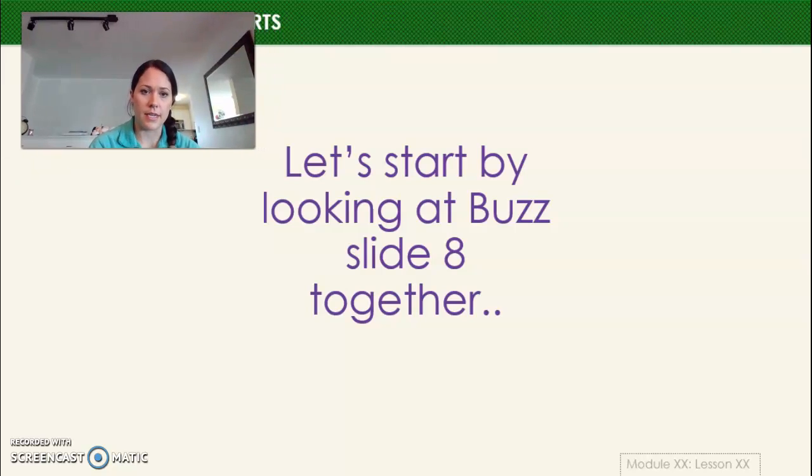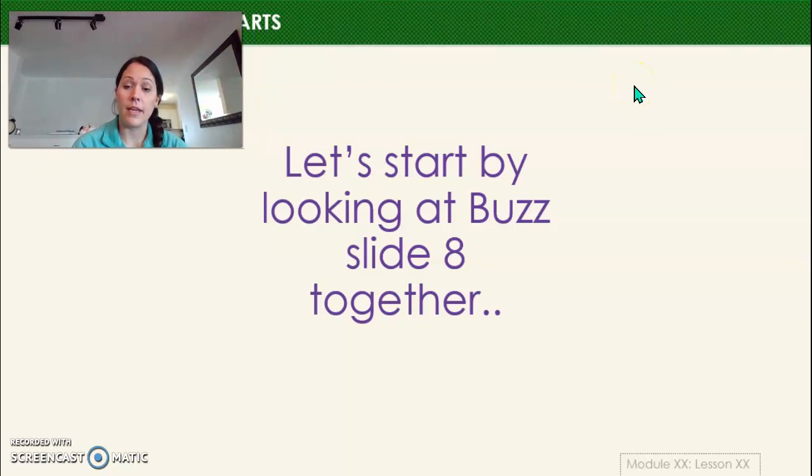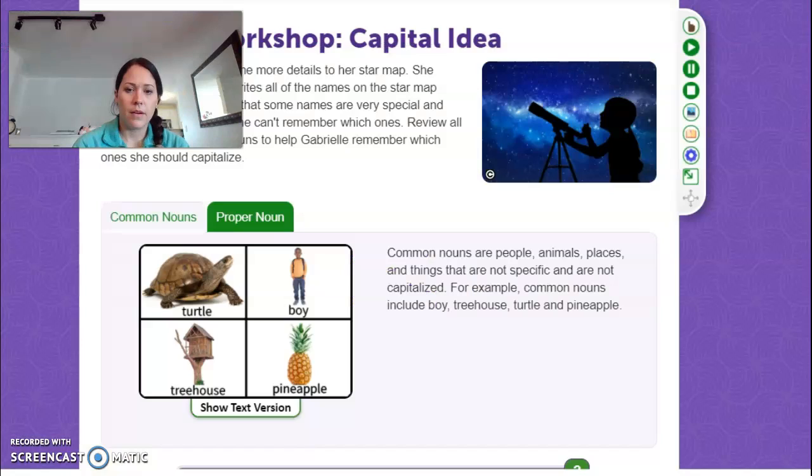Now let's get started on today's topics with looking at Buzz Slide 8 together. You don't need to pull it up on your screen, you can just watch mine. Okay, so on Buzz Slide 8, we are getting into our writing workshop. And so our grammar for this week is working on proper and common nouns. So when we say common nouns, that refers to people, animals, places, and things that are not specific and are not capitalized. So if we look at our examples here, we have turtle, treehouse, boy, and pineapple. Those are all common nouns.